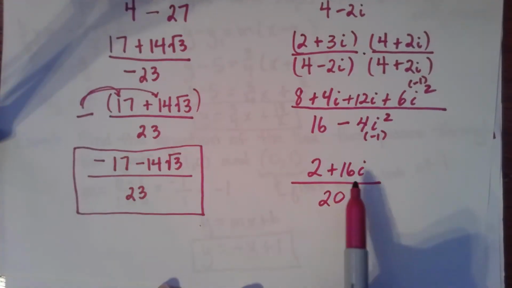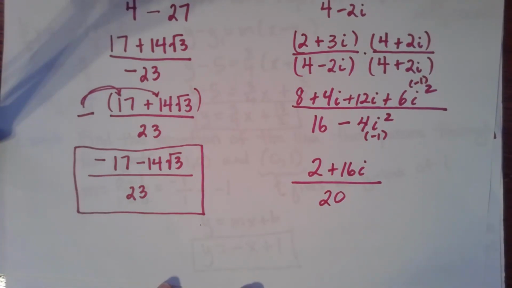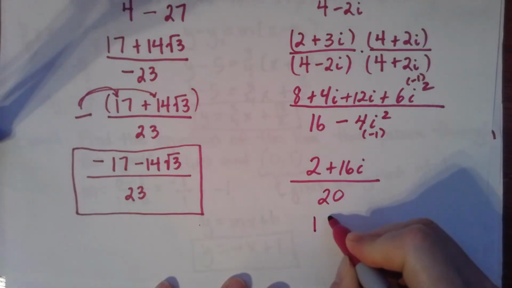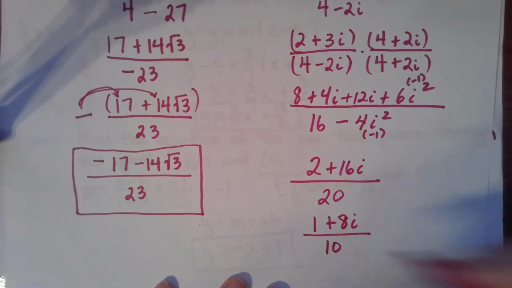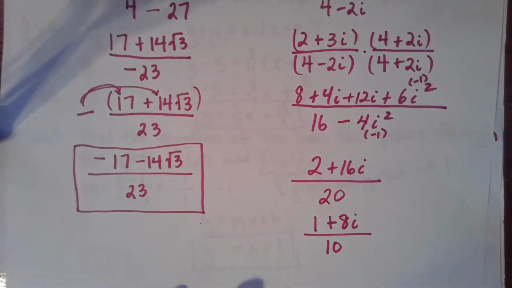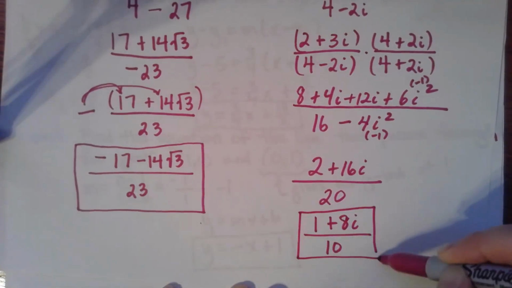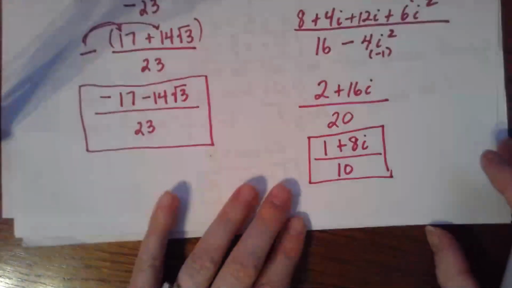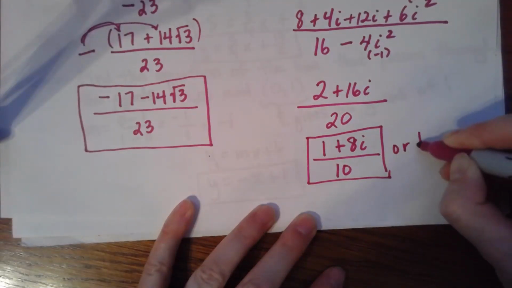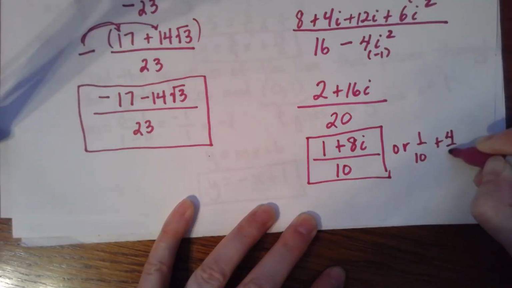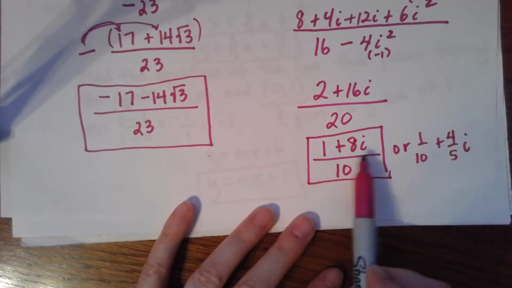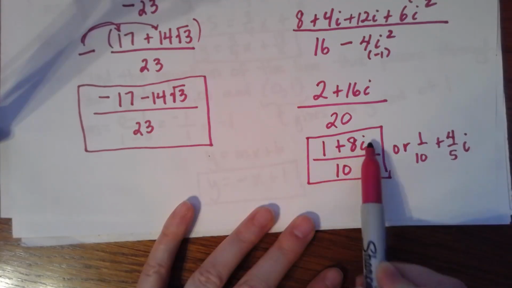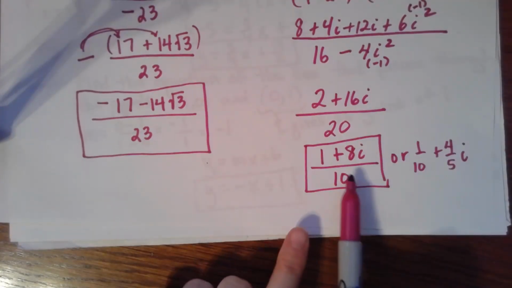Okay, and since 2 and 16 and 20 are all divisible by 2, we can reduce this. Okay, 2 goes into 2 once, 2 goes into 16i 8i times, and 2 goes into 20 10 times. So that reduces to 1 plus 8i over 10. And that's the way we should write that. Okay, or you could write it as 1/10 plus 4/5 i if you wanted to as well. Just separate the 10 into two different fractions, 1/10 plus 8i over 10, and reduce it. Okay, but this is fine. That's a good way to write it.